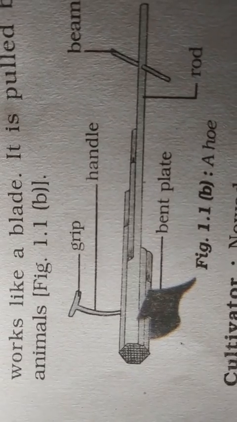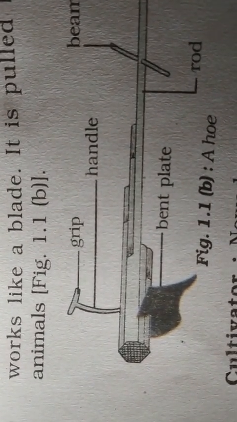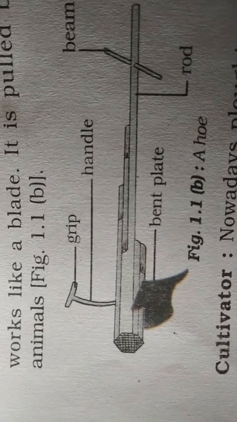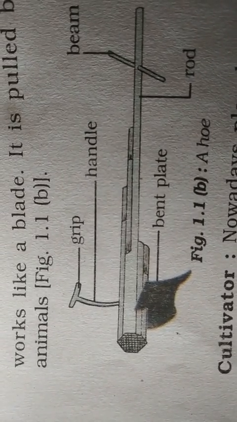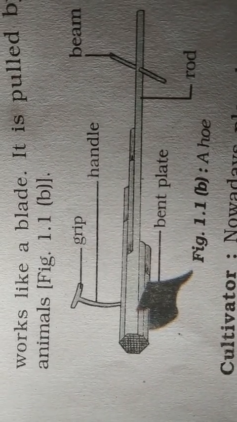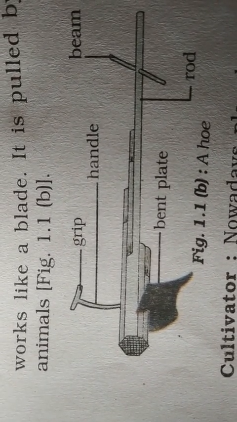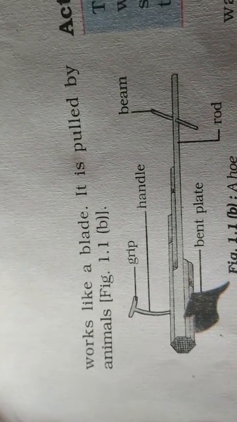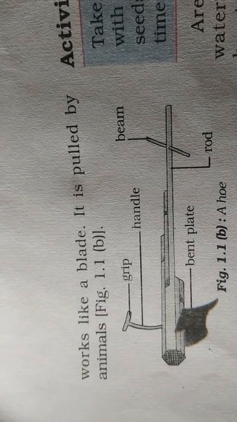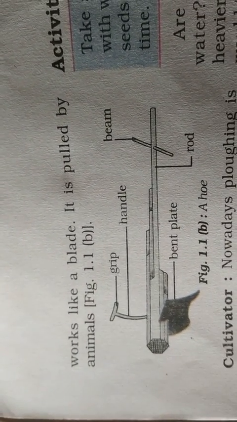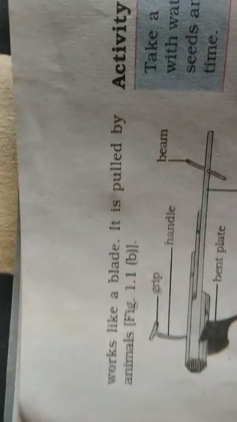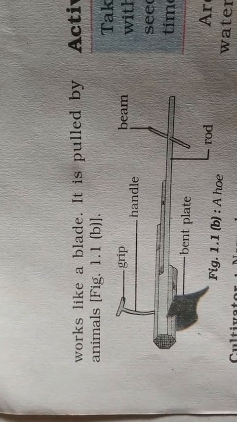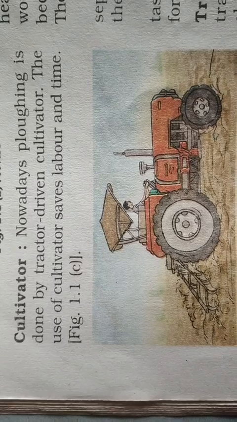It is made of a long rod of wood, or it may be iron, attached with a strong and bent plate of iron. On one end of this hoe we can see the grip that gives the advantage of handling the hoe properly. The bent plate works like a blade, and it is pulled by animals. Like this, this is also one of the tools used in the loosening of the soil.